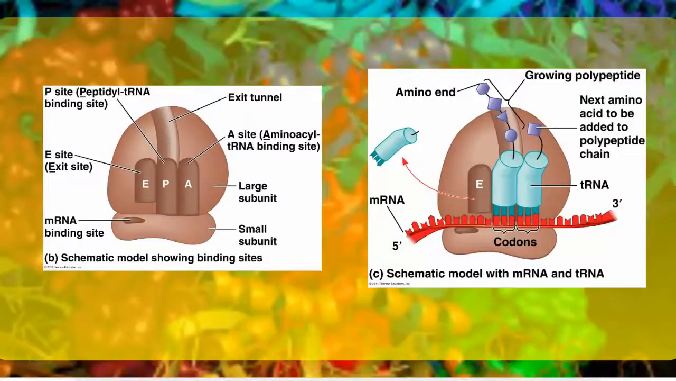The E site stands for the exit site, and this is where the tRNA will leave after it has added its amino acid to the sequence. The P site is the peptidyl tRNA binding site. This is where the amino acid is added to the sequence. The exit tunnel is for the amino acid strand that's being formed, and the A site is where the tRNA will first enter the ribosome. There's an mRNA binding site that helps feed the mRNA sequence between the large ribosome and the small ribosome.